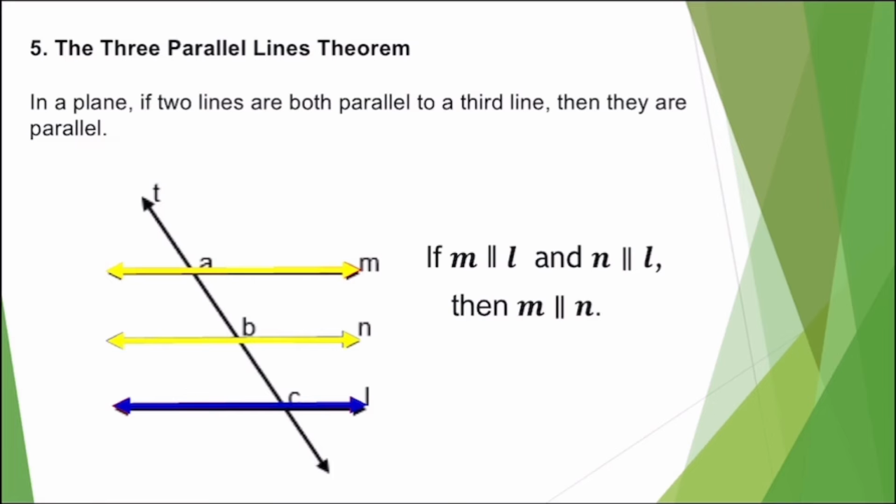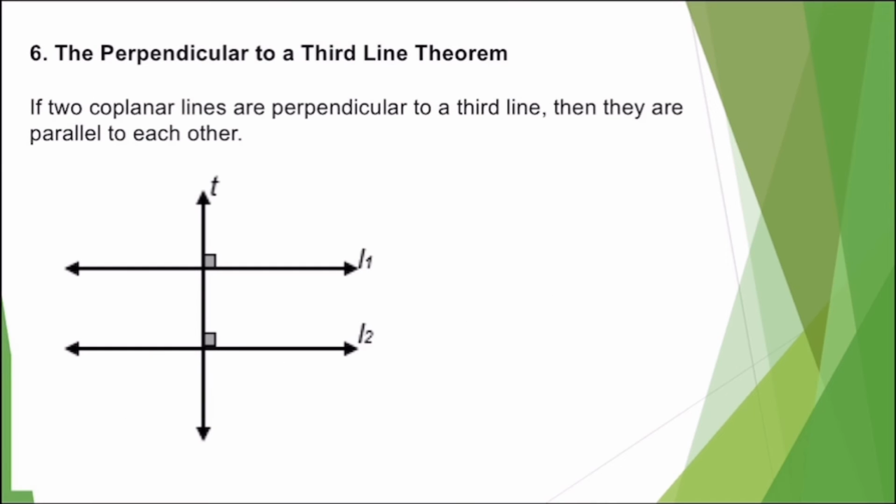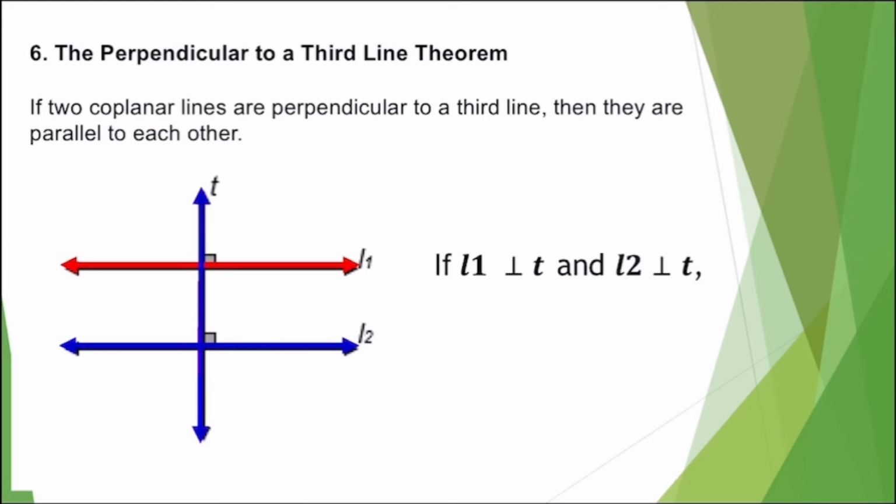Next, we have the perpendicular to a third line theorem. If two coplanar lines are perpendicular to a third line, then they are parallel to each other. So for our statement here, if L sub 1 is perpendicular to line P, and line L sub 2 is perpendicular to line P, then L sub 1 is parallel to L sub 2.